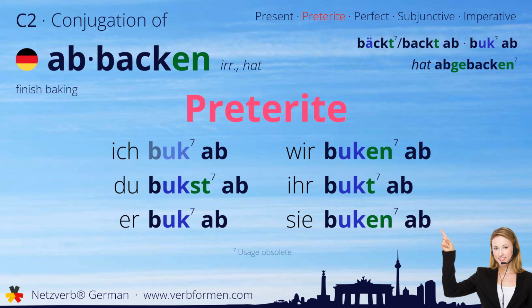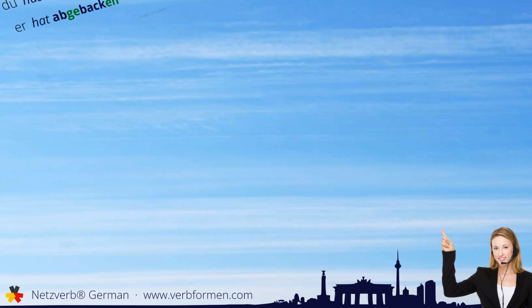Ich bug ab. Du bugst ab. Er bug ab. Wir bugen ab. Ihr bugt ab. Sie bugen ab. Let's continue with the present perfect.